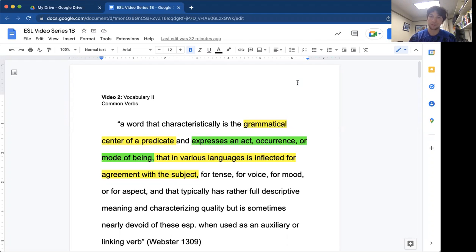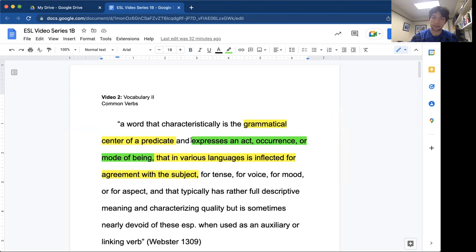Again, this is like our noun definition, a quite verbose definition. So for our purposes today, we're just going to focus on the highlighted section. So grammatical center of a predicate and expresses an act, occurrence, or mode of being that in various languages is inflected for agreement with the subject. Now, it's still a bit dense, but I promise we're going to talk about the stuff that's highlighted in yellow. We're going to talk about that today in this video, but we need to explain subject and predicate first.